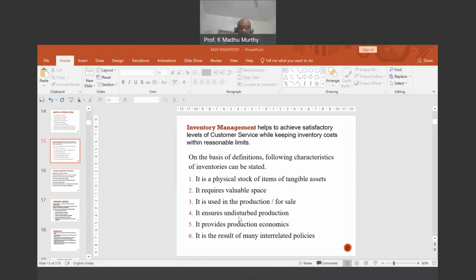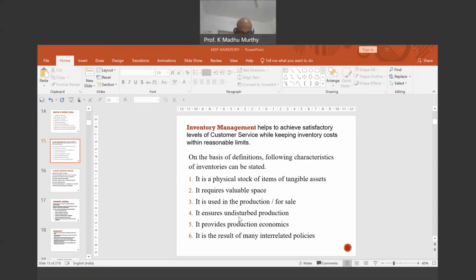Well, we are into inventory management and inventory control. And we said inventory controls or management helps us achieve a satisfactory level of performance with respect to the service level that we offer to the customers, as well as minimizing the costs that are associated with the performance. Here we said keeping inventory costs within reasonable limits. So it also indicates that we know what our limits are.